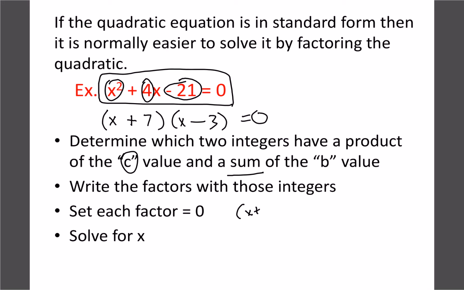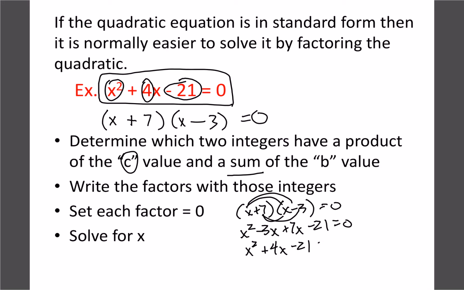So let's take a look to see if we're actually correct. If we take our factors and FOIL it out, x times x is x squared, x times minus 3, 7 times x, and 7 times minus 3. If we simplify that, we would get x squared plus 4x minus 21. You can see with foiling, those two middle terms add together to give us the middle of our equation. In this case, we match the original, so that's correct.